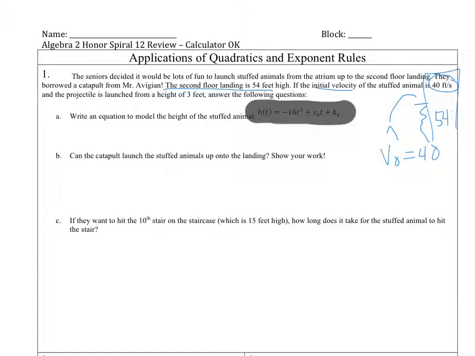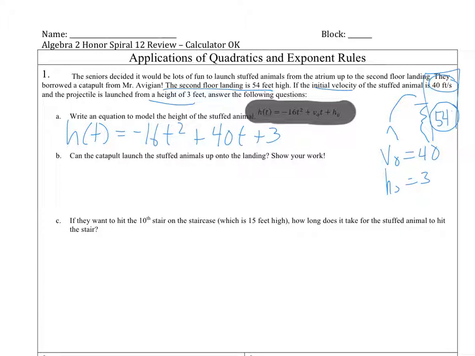Okay, I'm going to keep reading. Projectile is launched from a height of 3 feet. Okay, so that's my initial height. So h sub 0 is 3. So we've got h of t is equal to -16 t squared plus v sub 0 is 40 t, and then plus 3. Can a catapult launch the stuffed animals up to the landing? Show your work.